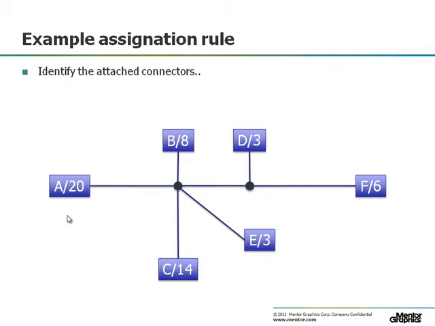Then we need to identify all the other connectors that have got wiring attached to connector A. So the red path is indicating which wires go to which connectors, and in this example you see no wires go to connector E, so that can be discounted from this initial pass.